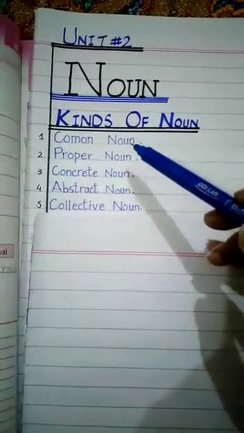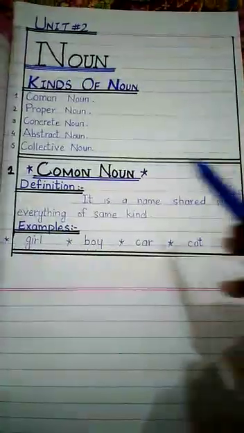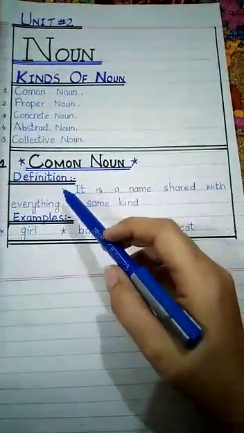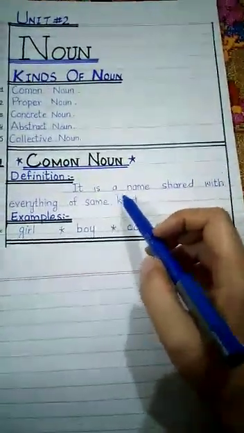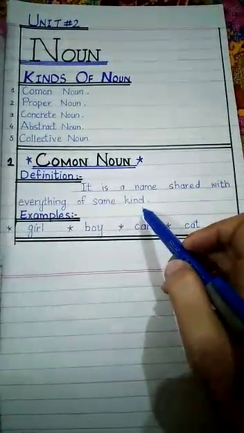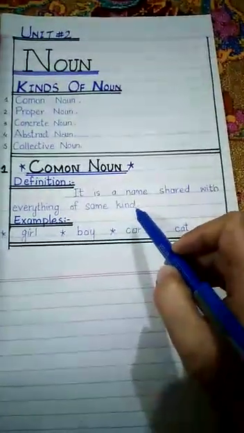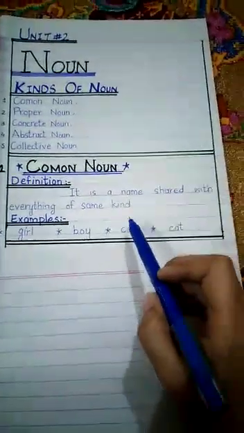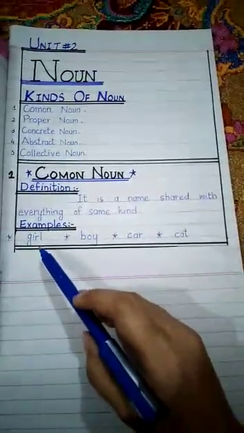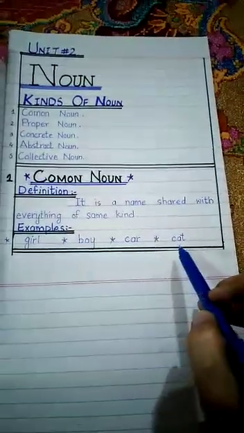So now let's do kind number 1, that is common noun. Here if you see this, I have written the definition, and now let's read it. It is a name shared with everything of the same kind. It means a name is given to the same kind. For example, the girl, boy, car, cat.